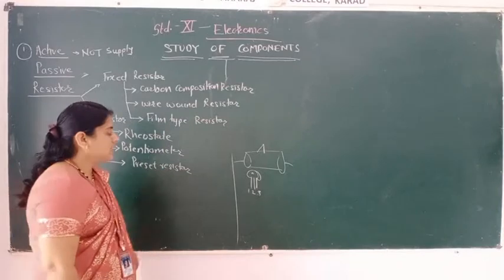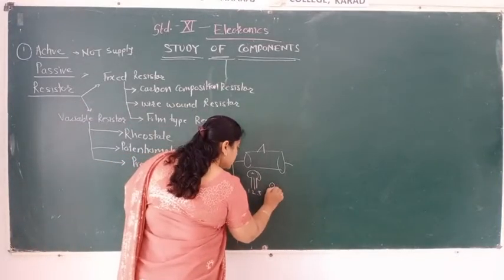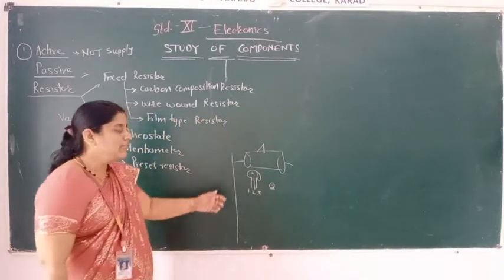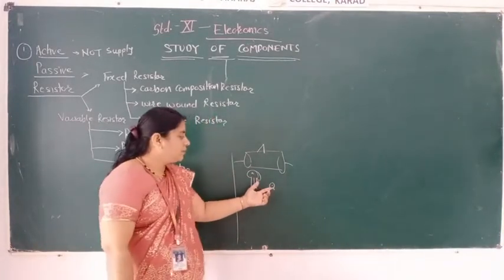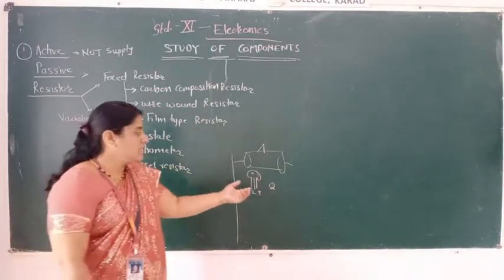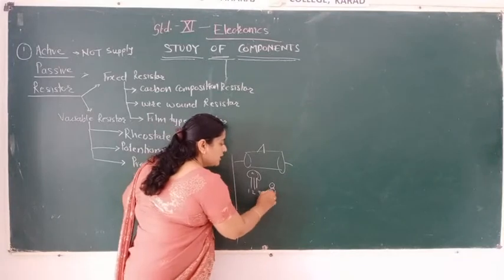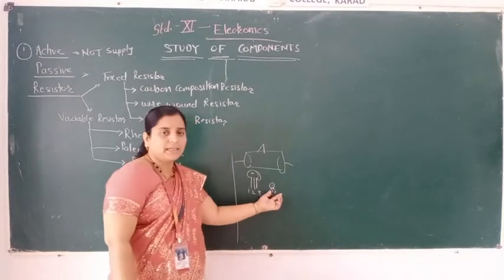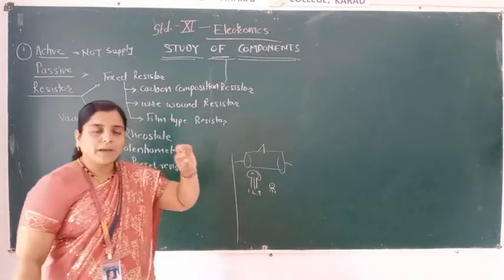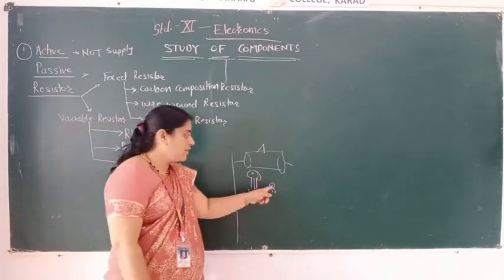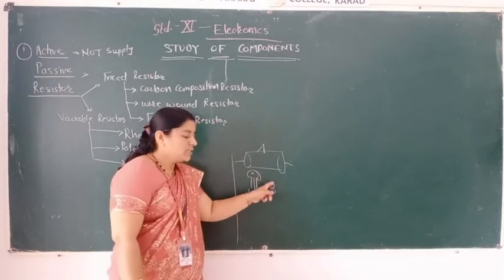Next is the preset resistor. It has a very small value. It is a tiny resistor, comparatively very small in size. To adjust that resistor, you can use a screwdriver. These also have three terminals. Terminals 1 and 3 are the fixed terminals, and 2 is the variable terminal. By moving the shaft with the screwdriver, you can change the resistance.